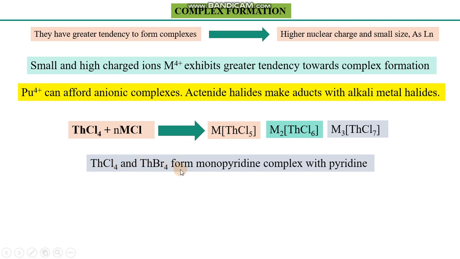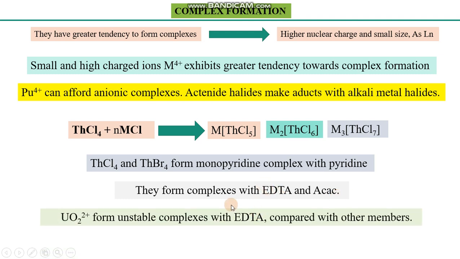Thorium chloride and bromide form adducts as monopyridine complexes. Whenever they come in contact with pyridine, only one pyridine molecule can be accommodated by thorium 4 chloride or thorium 4 bromide. They form complexes with EDTA and acetylacetonate species, which we will discuss in the next slide.